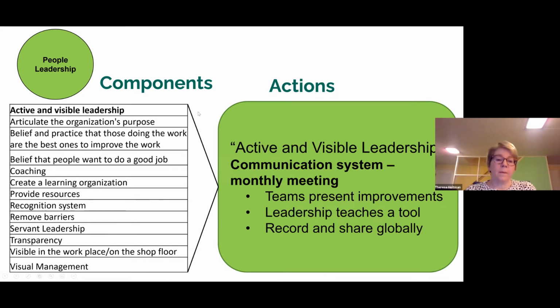People leadership element. What does that mean? The components of that: active and visible leadership. What does that look like? Belief that people want to do a good job. Create a learning organization. Do you have a recognition system? How do barriers get removed? All of these components go into this people leadership system.